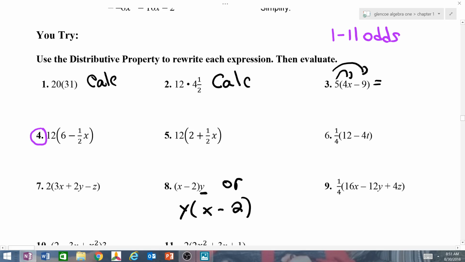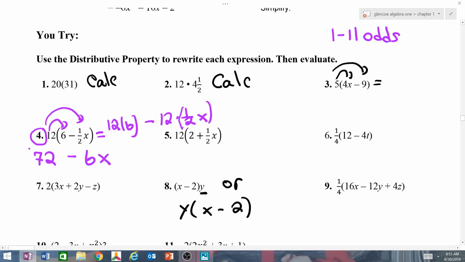Number 4. So this is going to be rewritten as 12 times 6 minus 12 times 1/2 x. 12 times 6 is 72, minus 12 times 1/2 x would be minus 6x. Final answer.